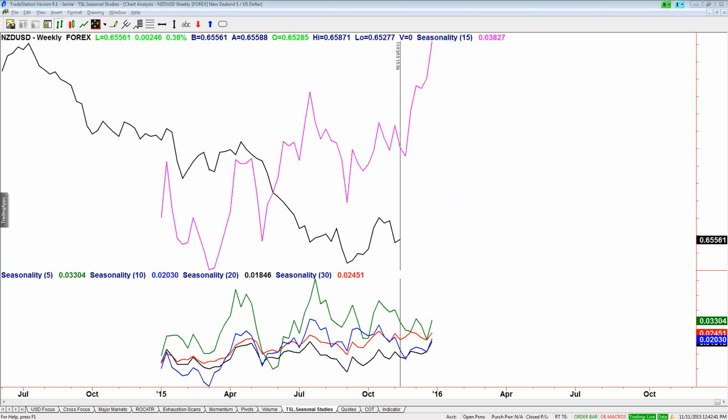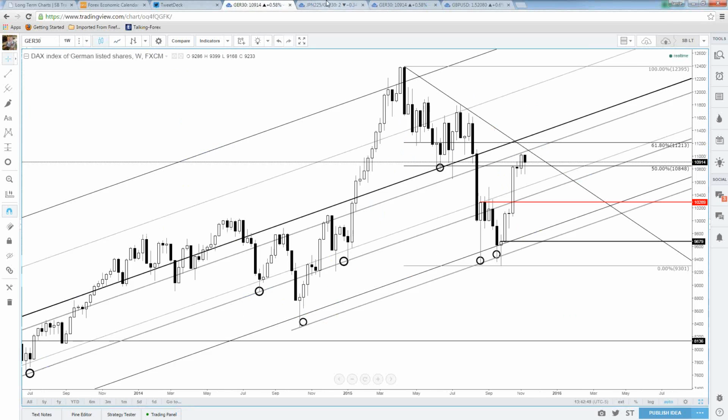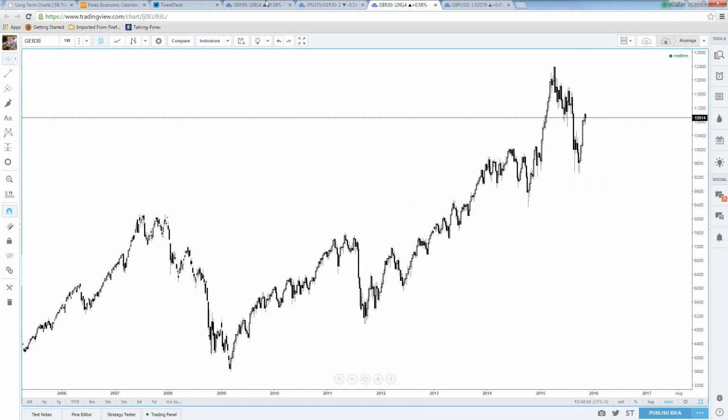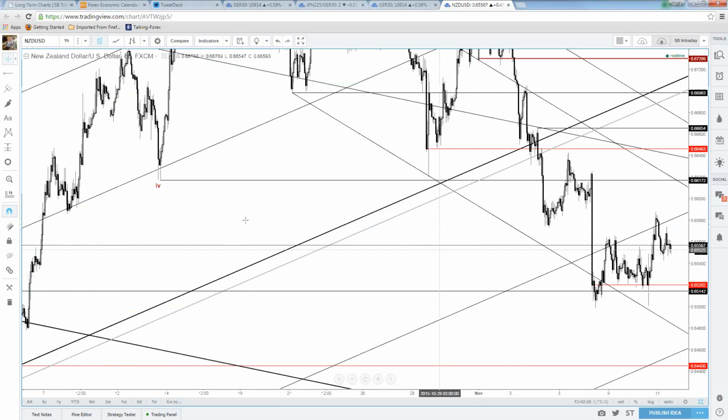So when we look at Kiwi on a short-term basis, Ali, I got you, man. I'll try to check that out for you. Give me a sec. So we got the, let's see here, short-term stuff. Here we go. Kiwi dollar.